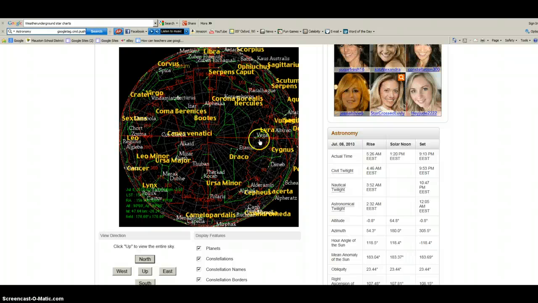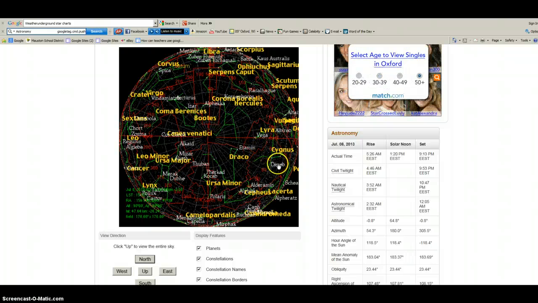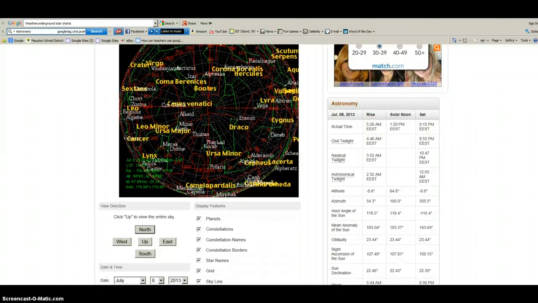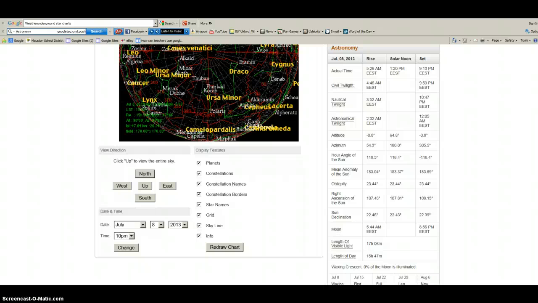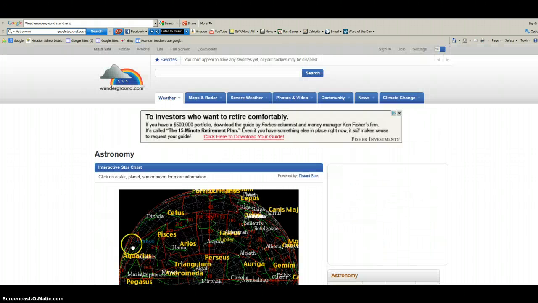Individual stars here now. Deneb, there's Deneb. It's a part of Cygnus, which is the dove, I believe. Leo is way over here. Let's look at something I'm a little more familiar with. Let's look at January, 10 p.m. Change.